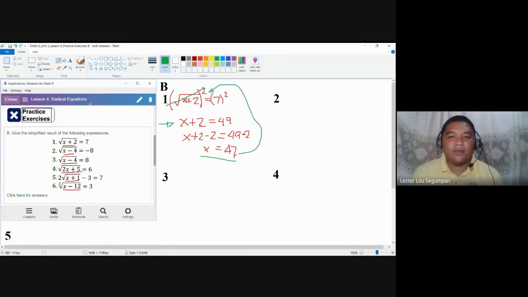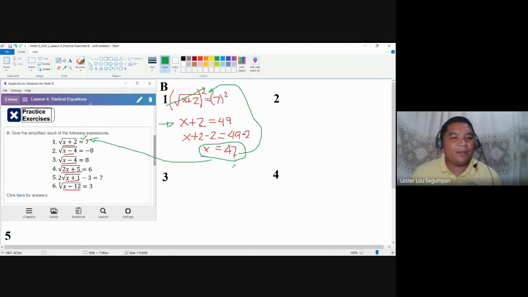This would become 47 plus 2. 47 plus 2 is 49. Square root of 49, or you could check it here. 47 plus 2 is 49. Square root of 49 is 7. This means that this is not just an answer for the value of x, but more importantly, a solution. So we just use the same processes.